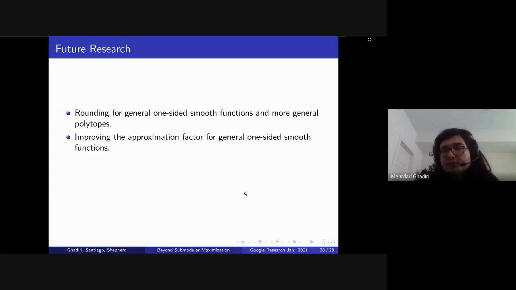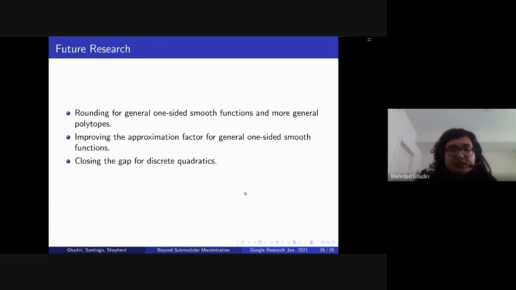Another one is to improve the approximation factor for general one-sided smooth functions. As you may remember, for general one-sided smooth functions, our approximation factor is exponential in sigma, but it might be possible to improve that, or improve the 3 to the sigma, like get, I don't know, 2 to the sigma or something like that, improving the exponential factor, or improving it to some polynomial factor.